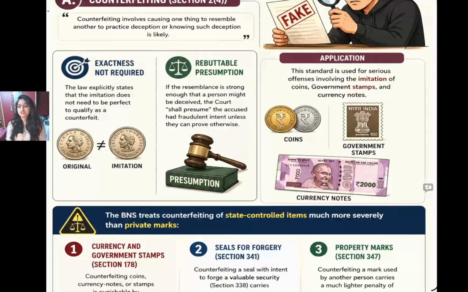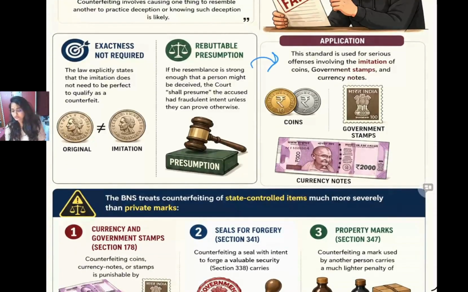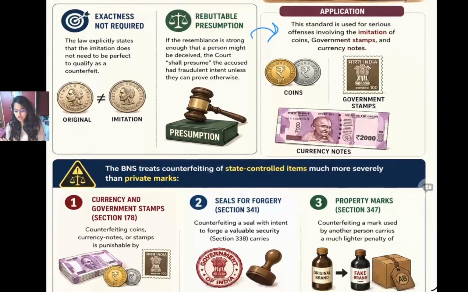If the resemblance is strong enough that a person might be deceived, the court shall presume the accused had a fraudulent intention unless they can prove otherwise. This standard is used for serious offenses involving the imitation of coins, government stamps, and currency notes. The BNS treats counterfeiting of state-controlled items much more severely than private marks. There can be violations of trademarks and property marks, but government counterfeiting is taken very seriously.